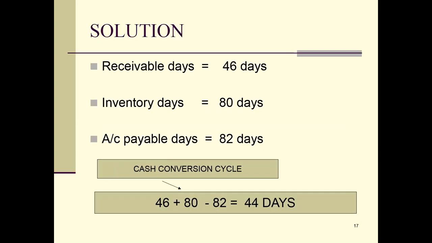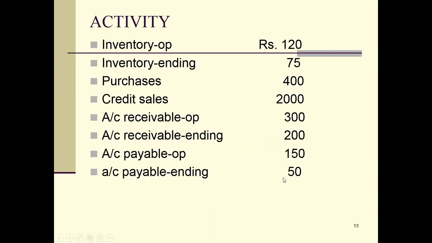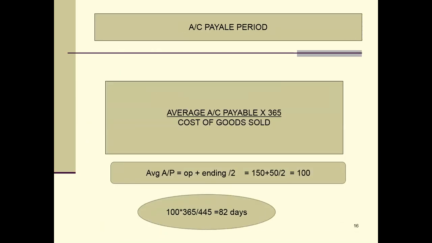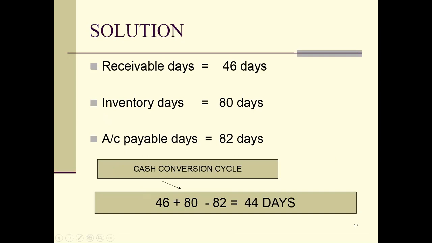So this is the cash conversion cycle overall working. We are taking receivable days 46, we are taking inventory days, that is 80, we are taking payable days, that is 82. And as per the previous formula, if you keep this formula in your mind, inventory and receivable will both be added and payable time will be minus. So I will do the same thing over here. I will add these two and minus the leftover, so 44 days. This is your cash conversion cycle.